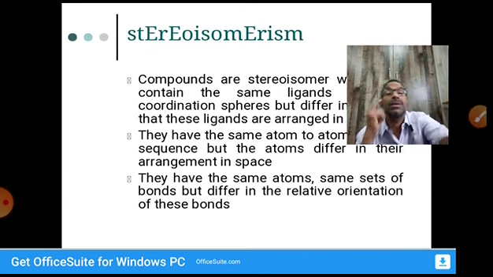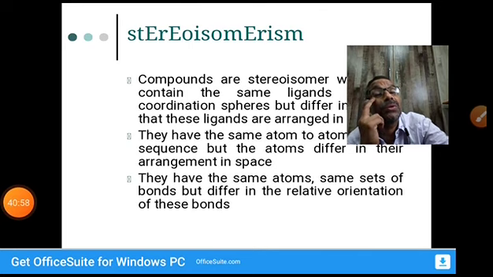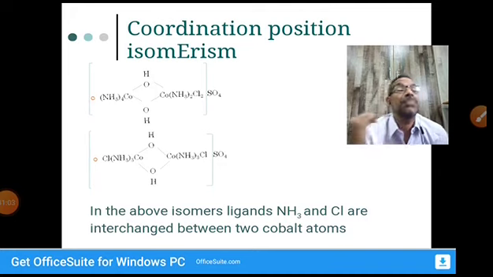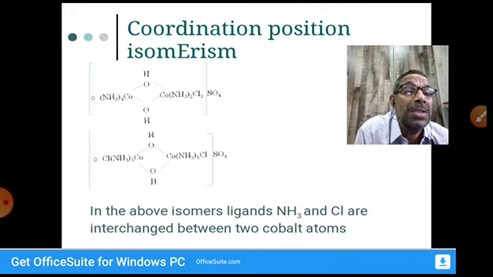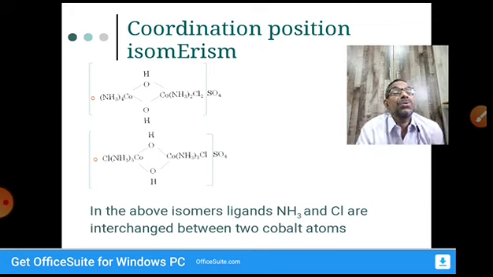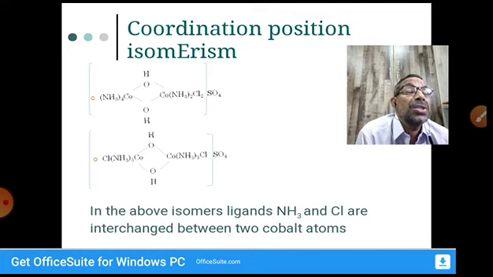This is about structural isomerism. Once again, a recap of this entire class session. What is structural isomerism? Definition and classification. Isomerism has two types, structural and stereo. Structural isomerism is of 5 types in our syllabus in coordination compounds. What are those? Ionization isomerism, hydrate isomerism, linkage isomerism, coordination isomerism, coordination position isomerism. All these 5 types come under structural isomerism.